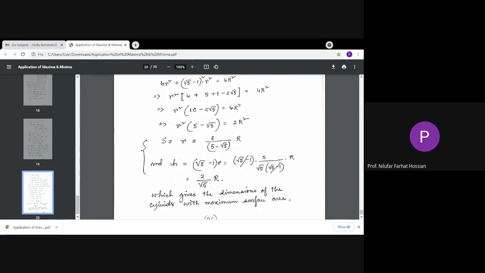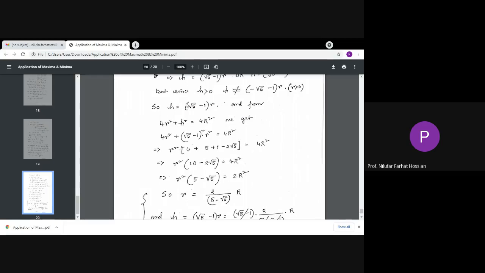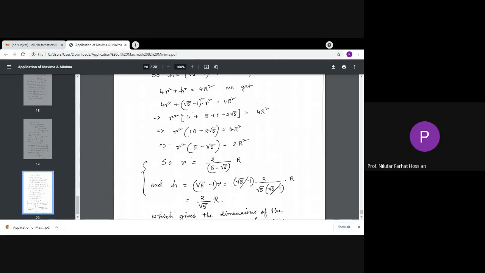Smaller than or equal to this. So if you put the value of r in the relation for h, what was h? Yes, h equals root 5 minus 1 into r. So now you just put down, because your h and small r should be expressed in terms of this capital R, because in this case we know only the value of this capital R. So in the relation for h equal to root 5 minus 1 into small r, now put down the value of r here.